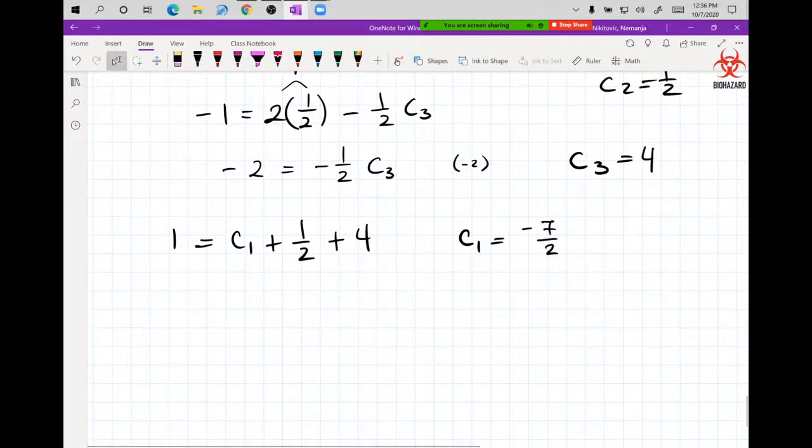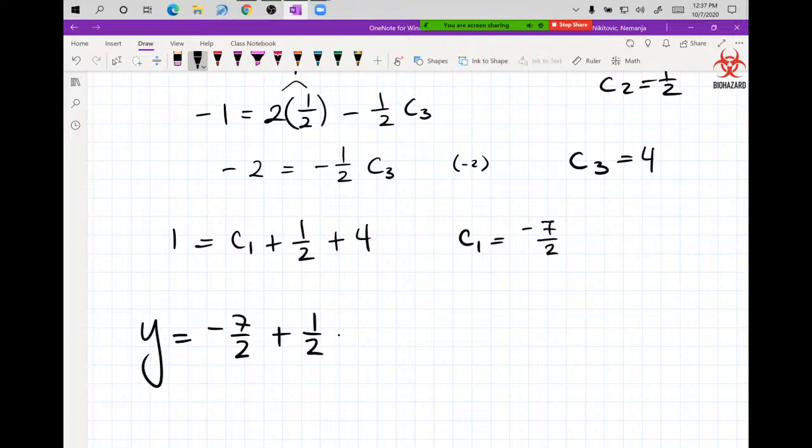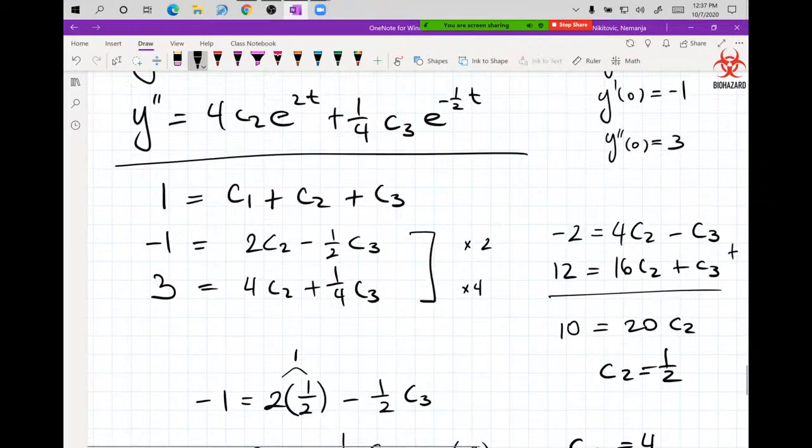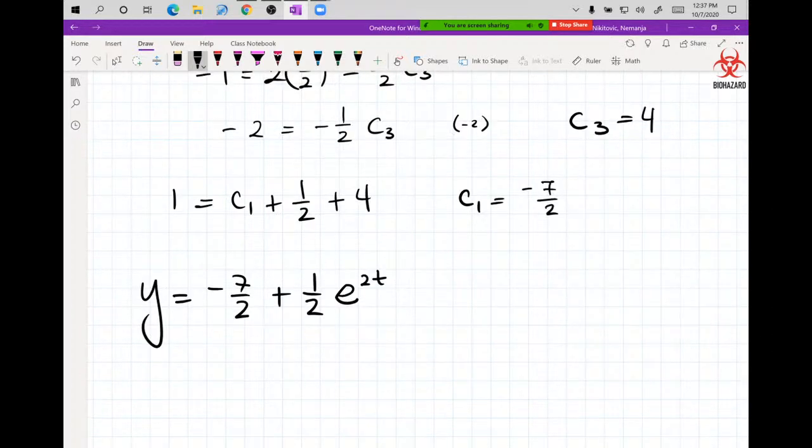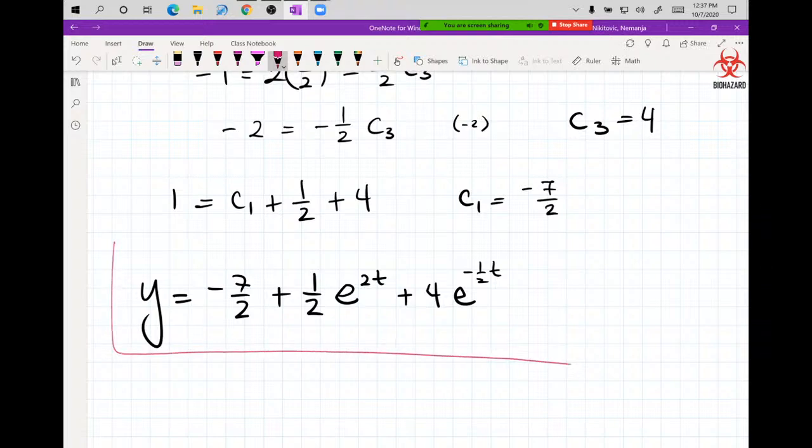I have the solution: y equals negative 7 halves plus 1 half e to the 2t, I forgot, plus 4e to the negative 1 half t. The tablet is starting to overheat, even though I have the cooling. And there it is, the general particular solution with the constants computed.